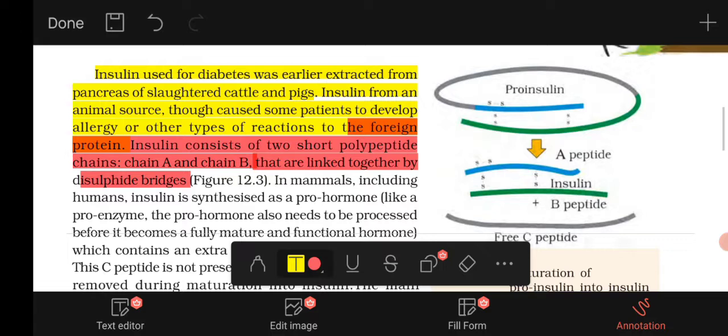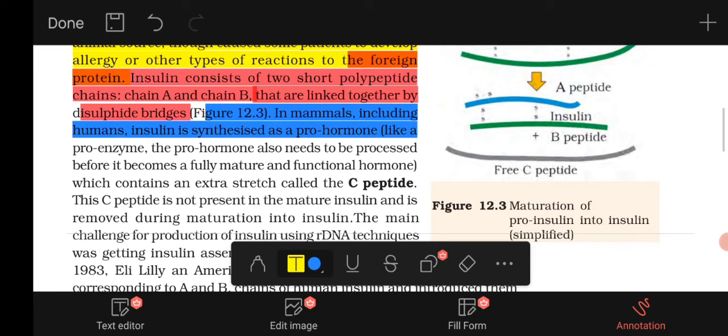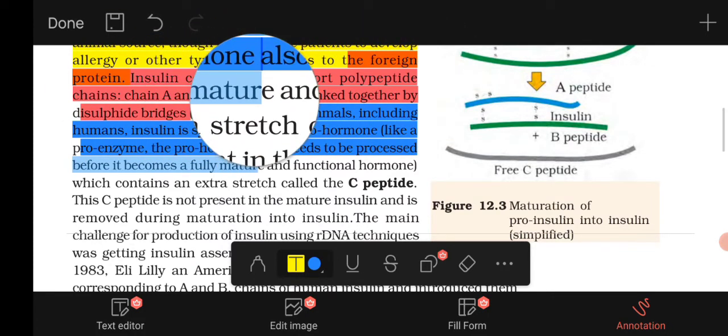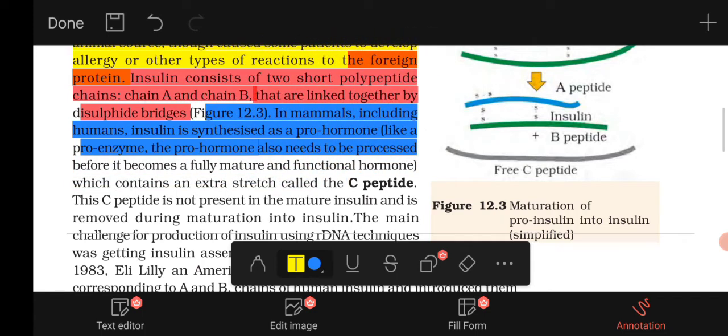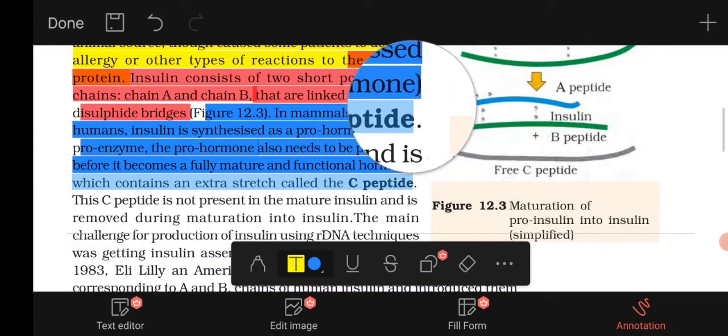In mammals, including humans, insulin is synthesized as a prohormone, an inactive hormone. Just like the Bt toxin protein, which is produced as a protoxin, in mammals, including humans, insulin is synthesized as an inactive prohormone like proenzymes, and the prohormone needs to be processed before it becomes a fully matured and functional hormone. So this inactive prohormone contains an additional or extra stretch called C peptide.